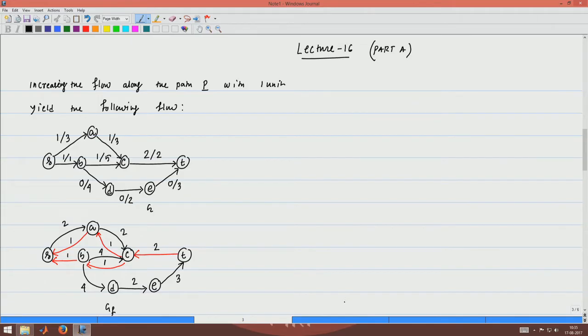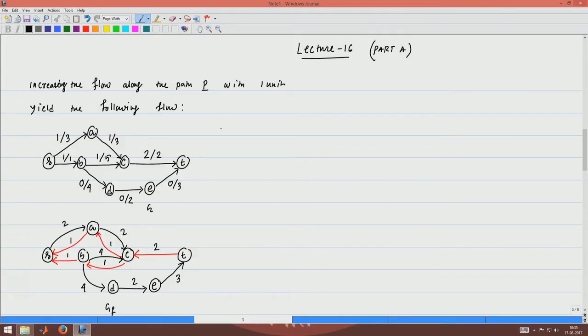In this lecture we will learn how to find the maximum flow using the Ford-Fulkerson algorithm, or the concept of augmenting path and residual network. This is my example from lecture 15. As I said, this is the residual network with respect to this flow. Now, to increase the flow amount, we will look for an augmenting path in the residual network.